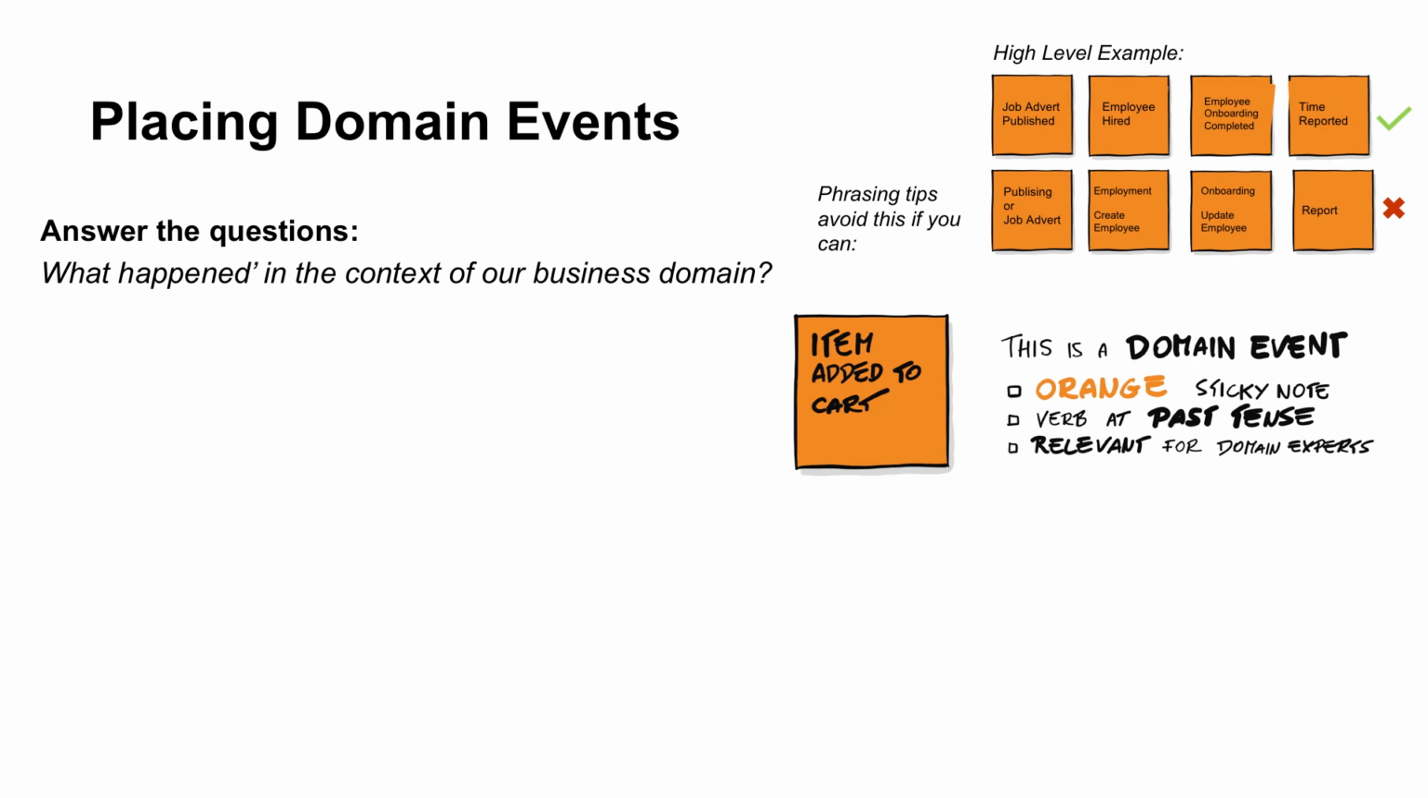So some more examples. From the domain I've been working in, the recruitment industry, you could have employee onboarding completed. Okay, that's important for us. And then you can use the middle out, so you don't have to start from the beginning. In order to onboard someone, you can have a job advert published. And then maybe in between that, you have employee hired. And in the end, you need time reported. So these are important business events formulated as a verb in past tense.